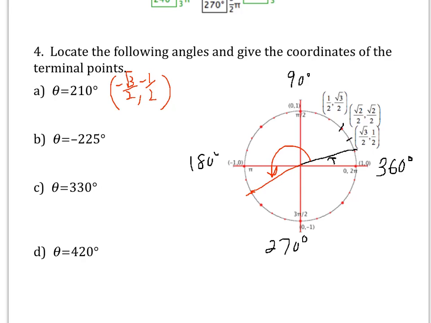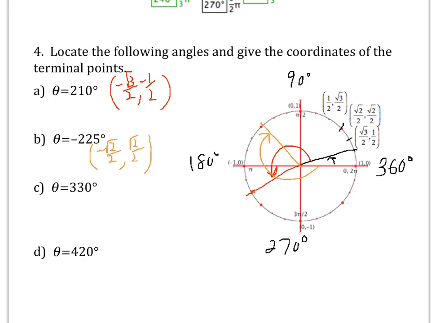Okay, let's see, negative 225. That means we're going clockwise, negative 225. I believe we end up right here, right? Negative 225 is right here. Our reference angle is going to be pi over 4, or 45 degrees. So we're in the second quadrant, so x is negative, y is positive. Negative radical 2 over 2, positive radical 2 over 2.